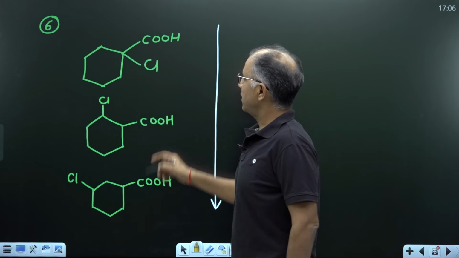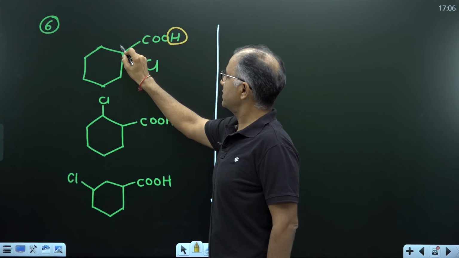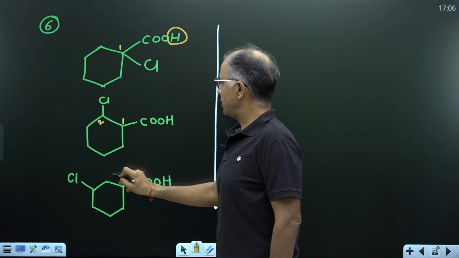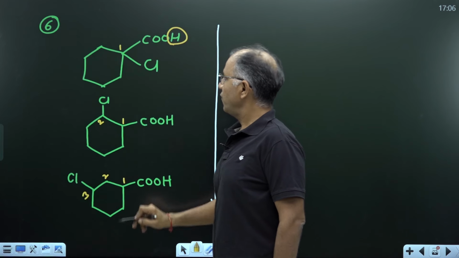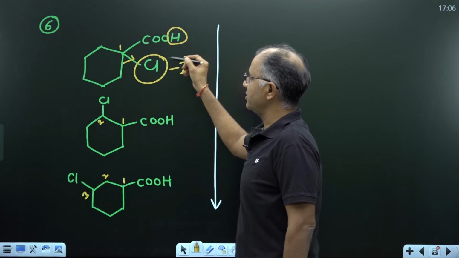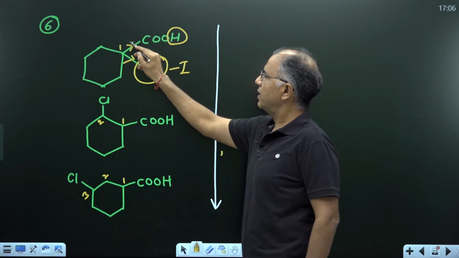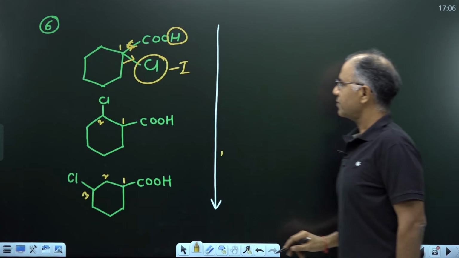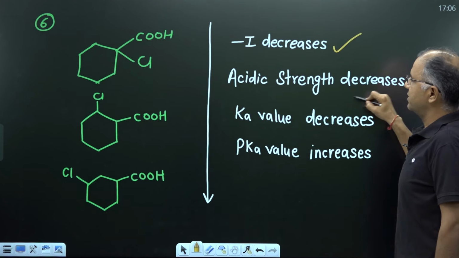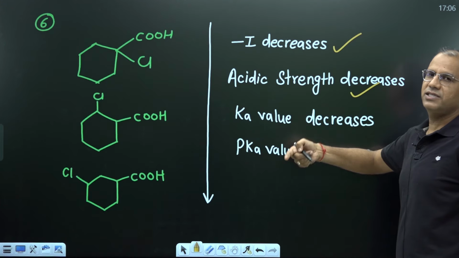What is the difference? The difference lies in the distance from acidic H. In this case, chlorine is on first carbon. In this case, chlorine on second. In this case, chlorine on third. Where will the maximum minus I effect on the acid operate? Maximum minus I on first one. More minus I, more will be the acidic strength. Minus I decreases, acidic strength decreases. Why does minus I decrease? Because chlorine is away from the acidic H.